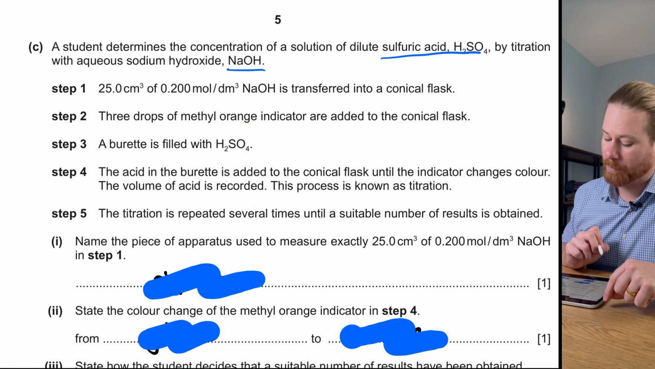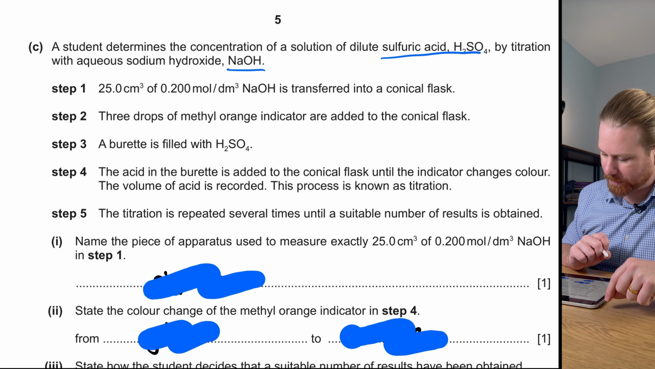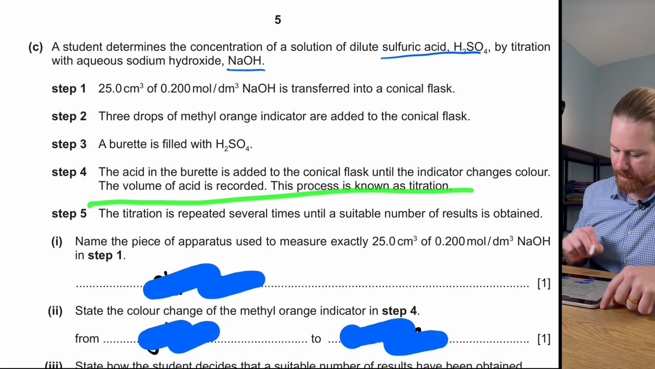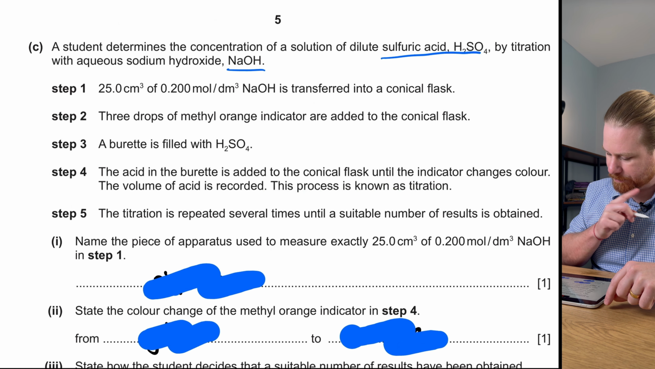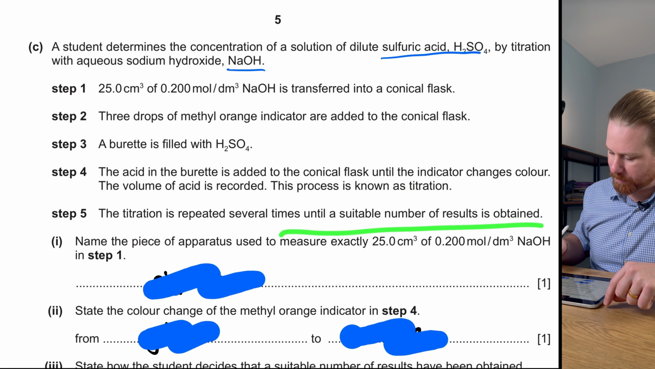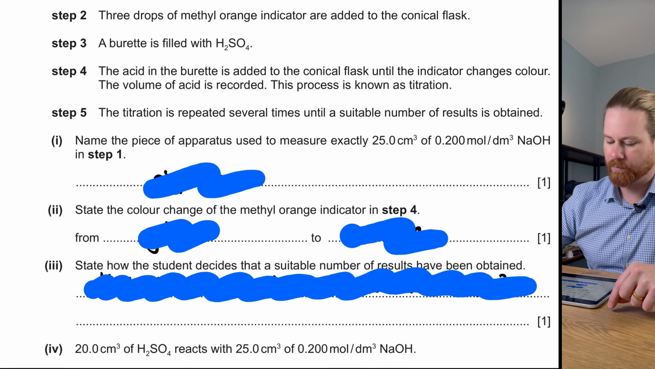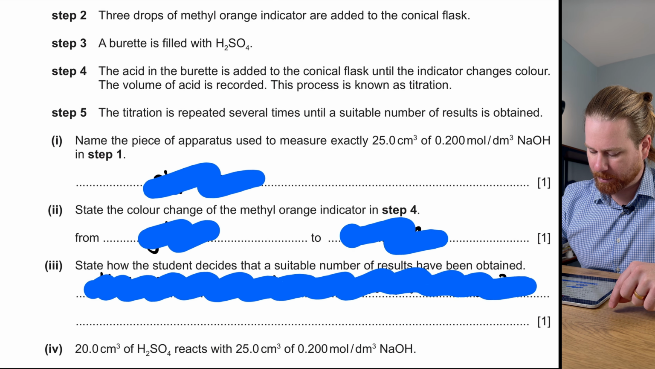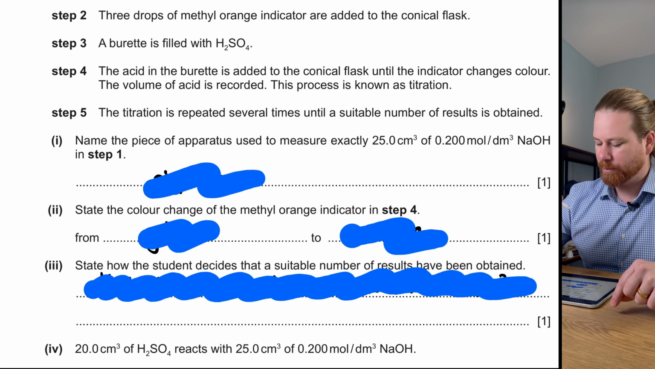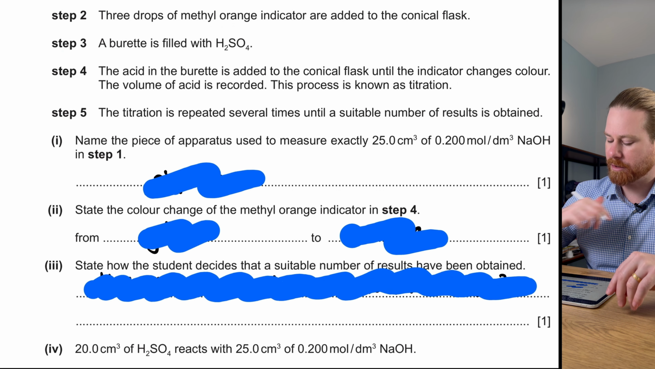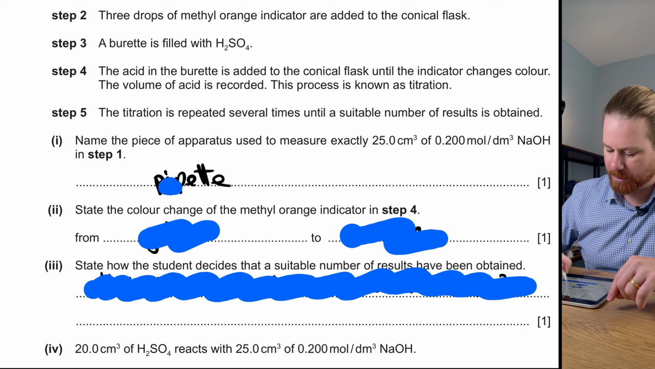Sulfuric acid is going in the burette. Adding it until we're getting a color change. Yeah, that's the titration. And then we're going to repeat it several times until we've got some good results. Okay, so name the piece of equipment that is used to measure exactly 25 centimeters cubed. Well, the thing that can measure exactly 25 centimeters cubed is our pipette.